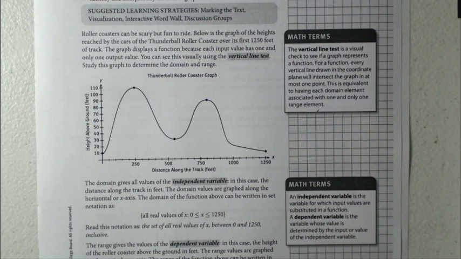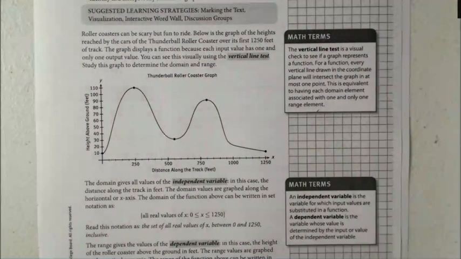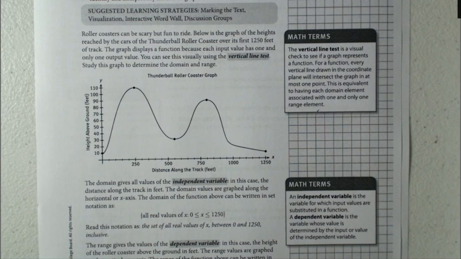The vertical line test is a visual check to see if the graph represents a function. For a function, every vertical line drawn in the coordinate plane will intersect the graph in at most one point. This is equivalent to having each domain element associated with one and only one range element.